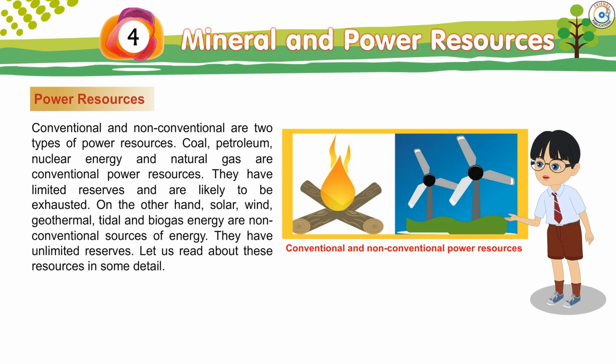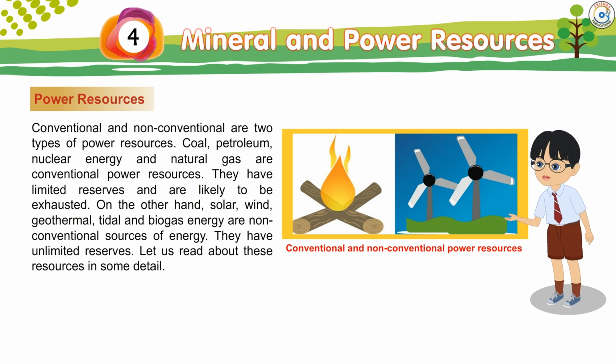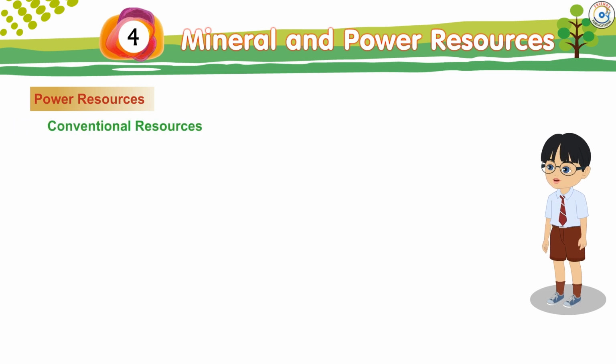Conventional and non-conventional are two types of power resources. Coal, petroleum, nuclear energy and natural gas are conventional power resources. They have limited reserves and are likely to be exhausted. On the other hand, solar, wind, geothermal, tidal and biogas energy are non-conventional sources of energy. They have unlimited reserves. Let us read about these resources in some detail.